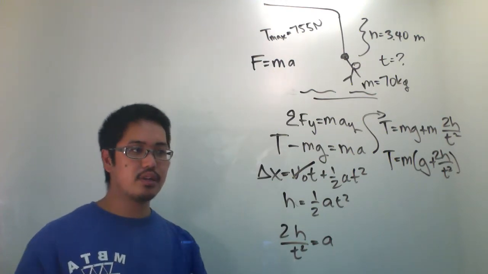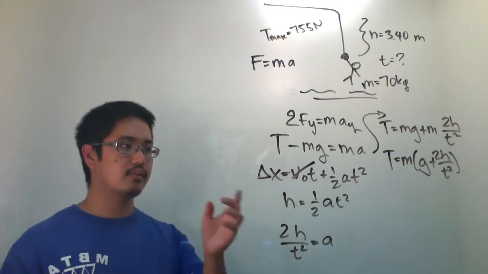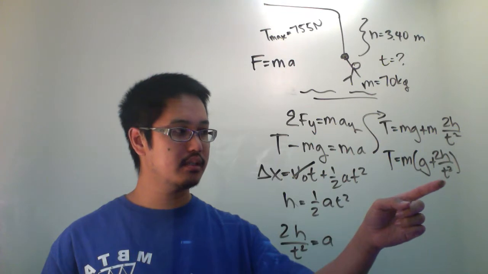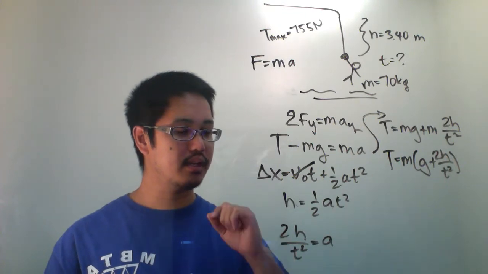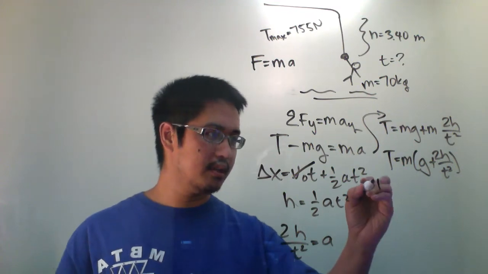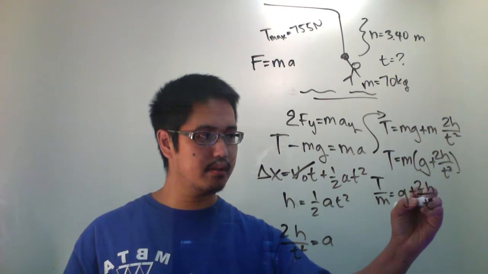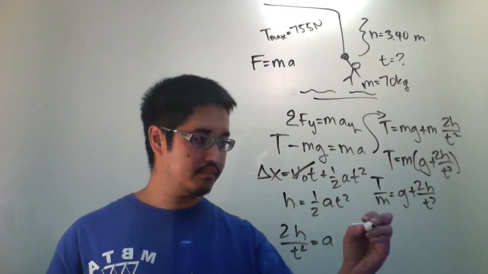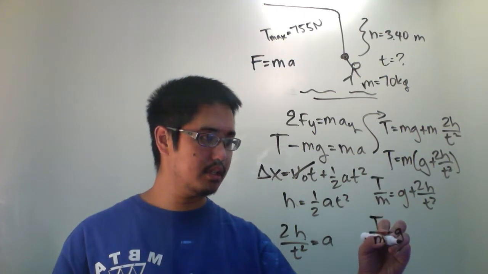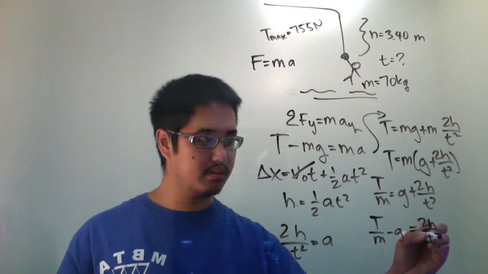If I increase gravity, or actually, you know what? What I need to do is solve for little t. Sorry, doing some more algebra. T over m is equal to g plus 2h over t squared. T over m minus g equals 2h over t squared.